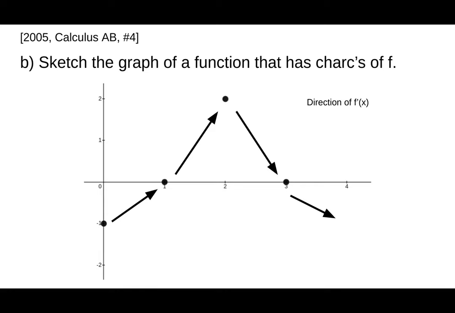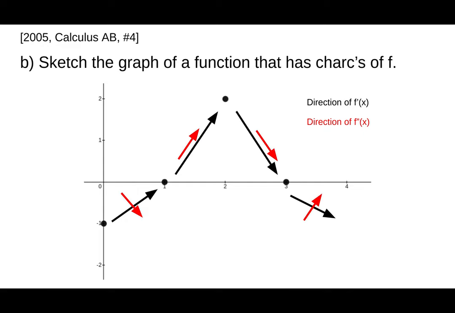Next, let's look at the behavior of f double prime of x. If we let the red arrows indicate the direction of f double prime of x, between 0 and 1, f double prime of x is decreasing. Between 1 and 2, it's increasing. Between 2 and 3, it's decreasing. And between 3 and 4, it is increasing.